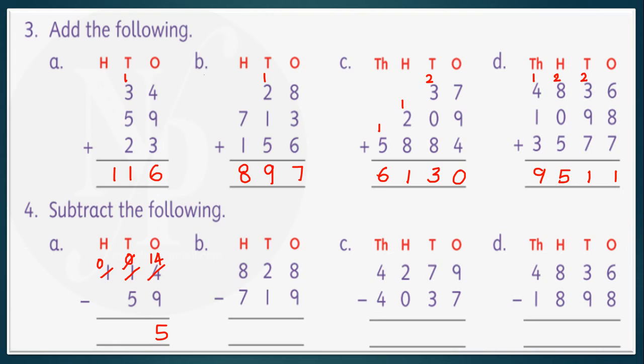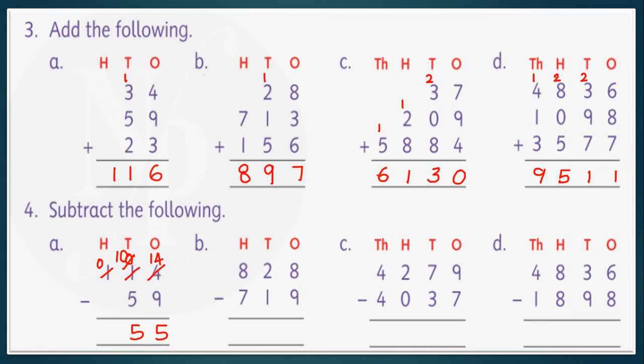So therefore the 0 becomes 10 tens. Subtracting 5 from 10 tens, we get 5 tens. It will be 55. Difference will be 55. Similarly, we need to subtract the other numbers also.